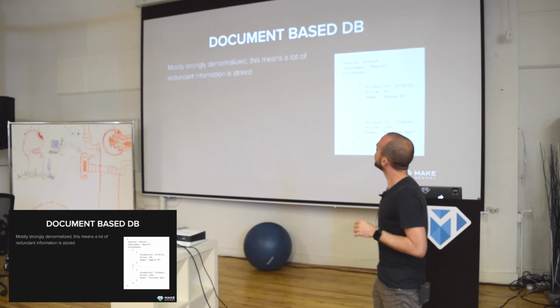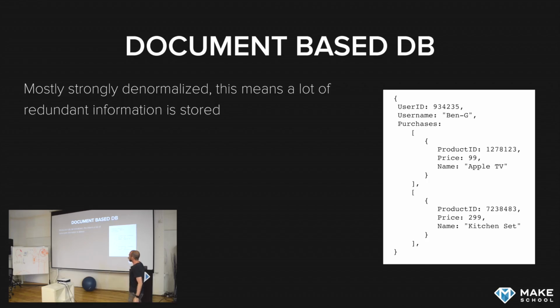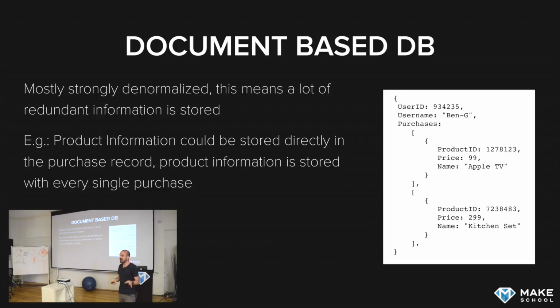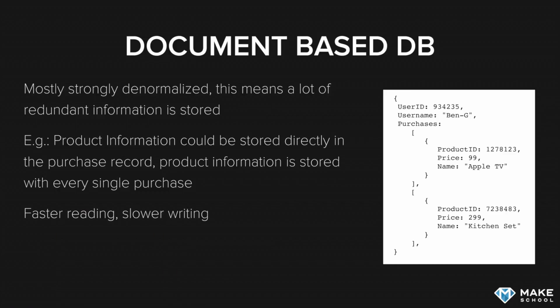See some nodding? Cool. So that is what we call a strongly denormalized model. That means we have a lot of redundant information. The product information is stored within every single record. That means we can read faster because we have all the details within the document. We don't have to reference other documents to get the details. But it also means slower writing in some cases.